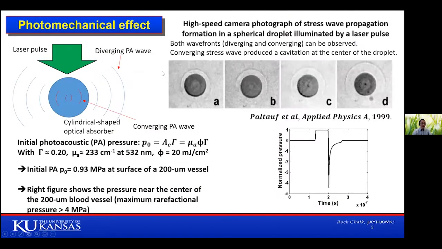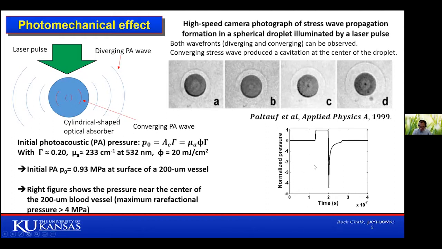So from that, we also looked into the physics first. This is actually the photomechanical effect. You can see that if you have an optical absorber, in this case a cylindrical absorber, and you shine light on it, it will produce a photoacoustic wave. You get a divergent photoacoustic wave, which is basically what we detect for photoacoustic imaging. But at the same time, there's also a converging photoacoustic wave. The wave goes in two directions, and some of the wave goes to the middle. When the wave goes to the middle, it's going to produce a huge negative peak.